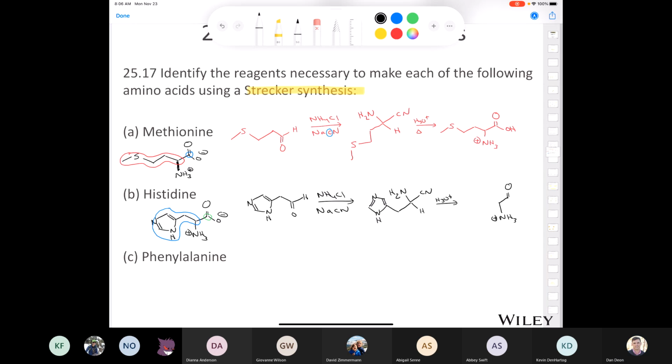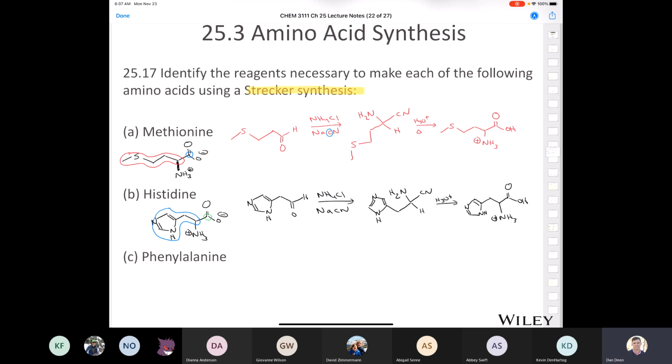We don't get just the L amino acid or just the D amino acid. We only get a mixture here, which probably wouldn't be easy to separate, but that's not the point. And there we have it. And so we end up with histidine.